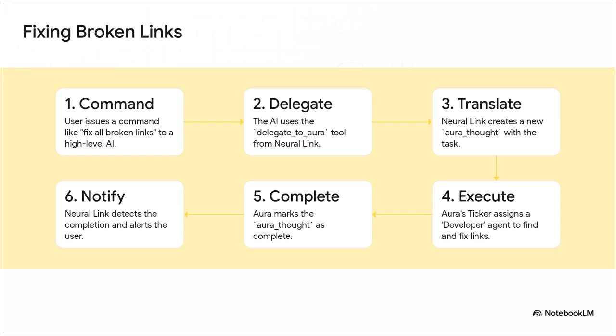Aura's ticker sees this new thought, wakes up, and assigns a specialist AI agent, let's say a developer agent. That agent then uses its built-in tools, like the browser and the file system, to crawl the site, find every broken link, and fix them. Once it's all done, Aura marks the task as complete, and Neuralink shoots a message back to you saying the job is finished. Simple as that.